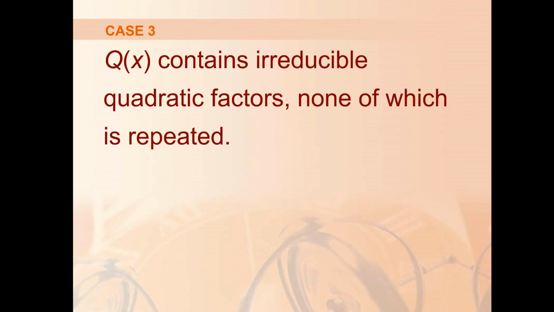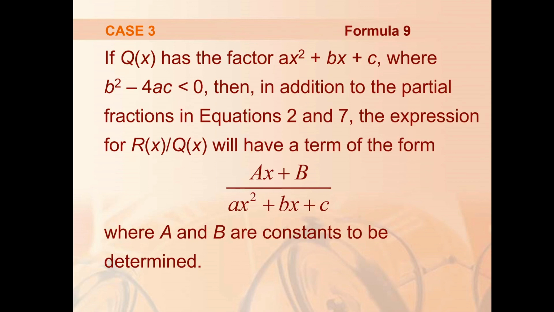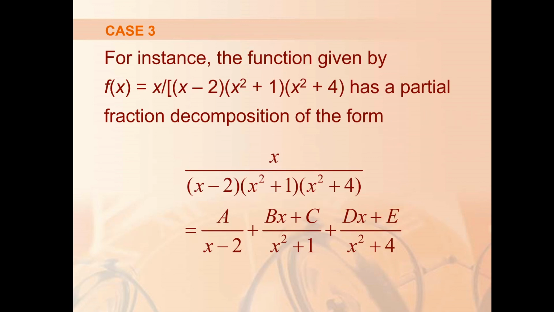And then case 3. Case 3 is that q of x contains irreducible quadratic factors, none of which is repeated. Okay, so we'll take a look at that. Again, this one is just the general description. So let's say we do have something like this. Once you factor it, we do have the linear factor, the quadratic factor, and then another quadratic factor. So we started with the linear factor, so it's a over x minus 2.